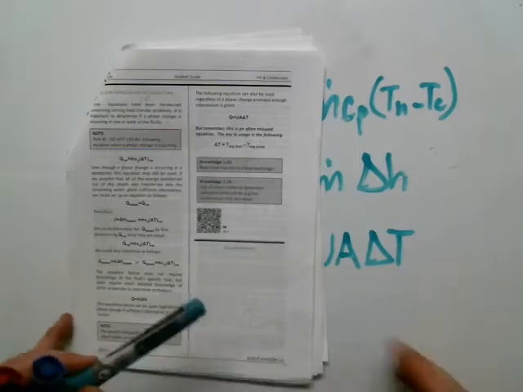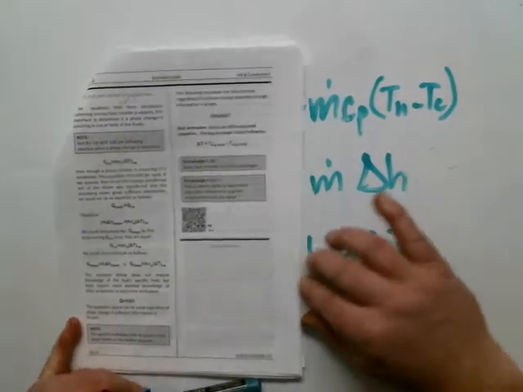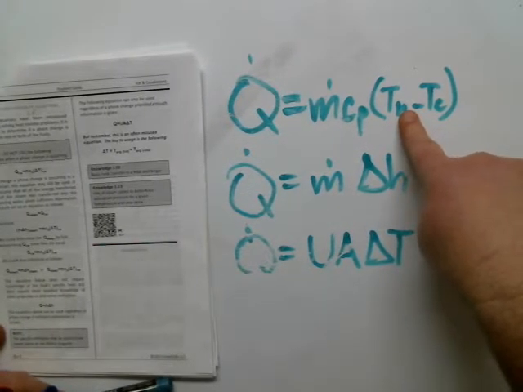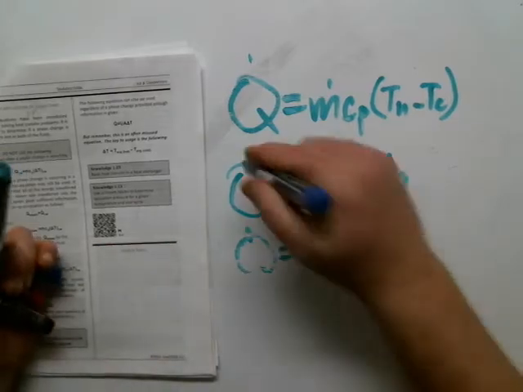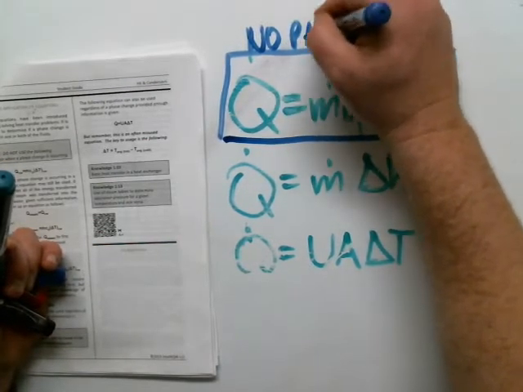So we're going to have to use these. It says basic heat transfer and heat exchanger. We're going to solve using these three equations right here. All right? Recognize that there are limitations to this one. No phase change allowed in this one right here. No phase change allowed to use that equation.